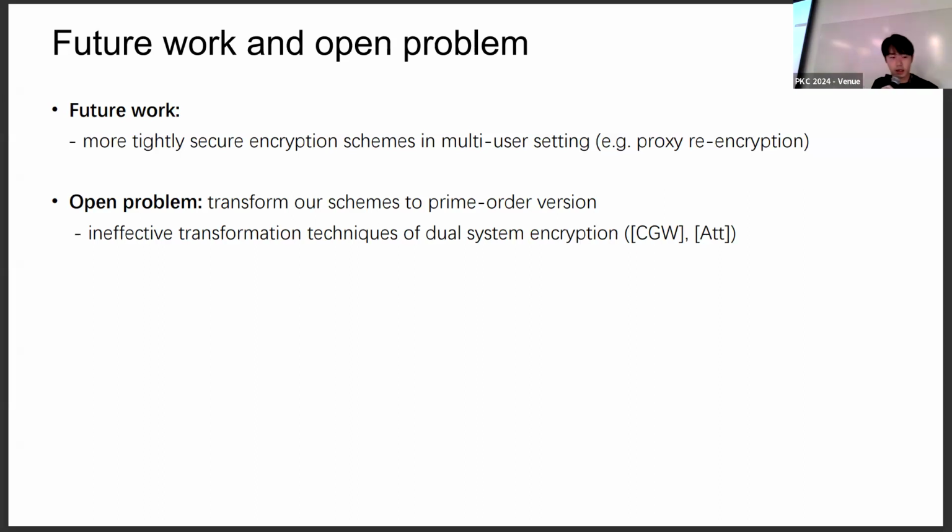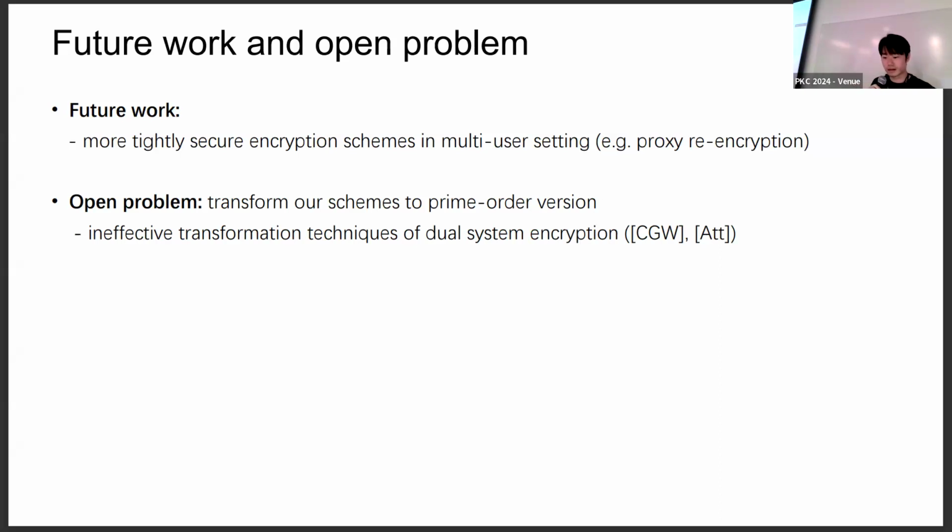In dual system encryption, there are two spaces. One is called the normal space, used for the functionality. The second is called the semi-functional space, used for the proof. In the proof, we copy the terms in the normal space to the semi-functional space. I mean, we copy the terms in group GP1 to group GP2. So the keyword appears not only in the normal space, but also in the semi-functional space.